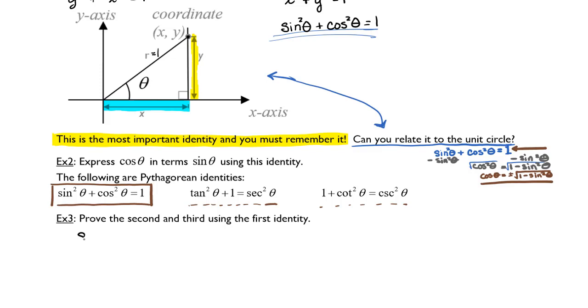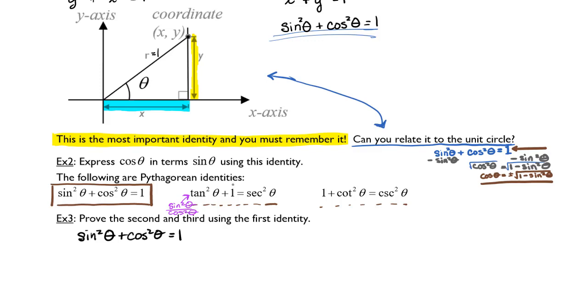Welcome back. We're going to start with sine squared theta plus cosine squared theta equals 1, and try to find tangent squared theta plus 1 equals secant squared theta. When you're trying to morph from one identity to something else, you can look at what your goal is. So I know that tangent squared theta is sine squared theta over cosine squared theta.